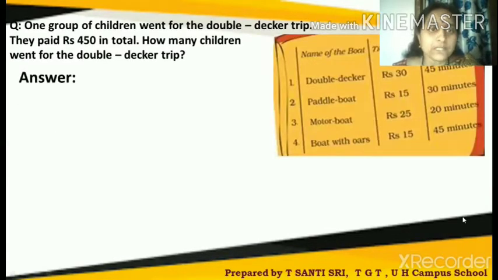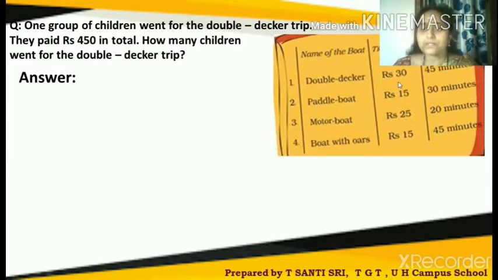One group of children went for the double-decker trip. They paid rupees 450 in total. How many children went for the double-decker trip? Children, here it is given for us. Total money paid for the double-decker trip is 450 rupees.